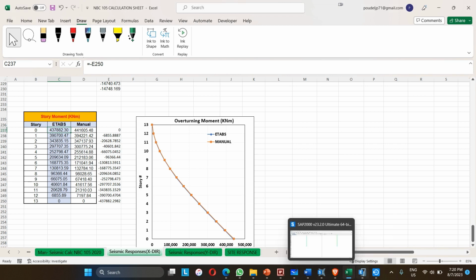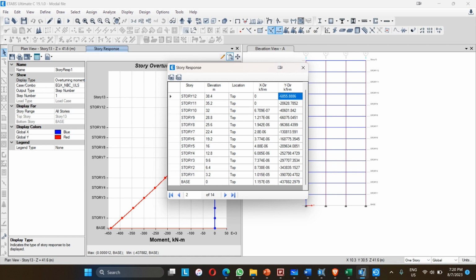It is 437882. Here in the ETABS we have seen that the value of story shear and the moment is negative because the seismic force or the equivalent static force parameter we have applied in the positive direction. So to counter this demand of seismic actions, the story shear or the base shear of the structure as well as the moment are induced as negative to counteract the demand force of the earthquake ground motions. So the concept of negative value, either in the shear force or the moment, story shear or base shear, is like this.